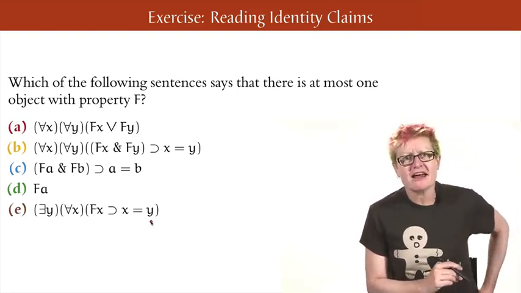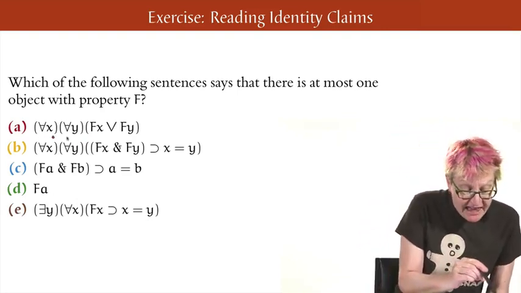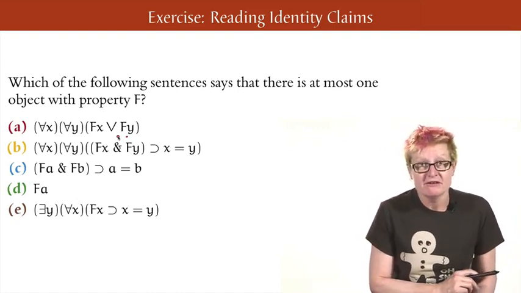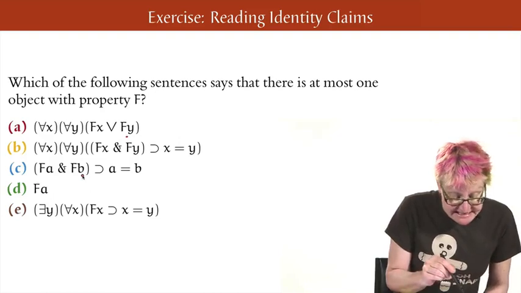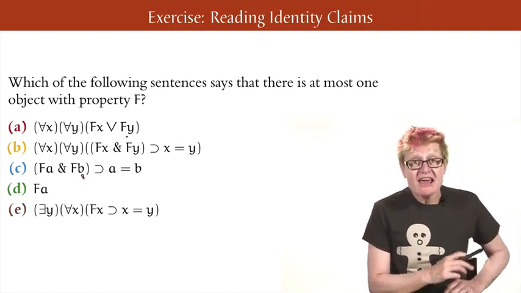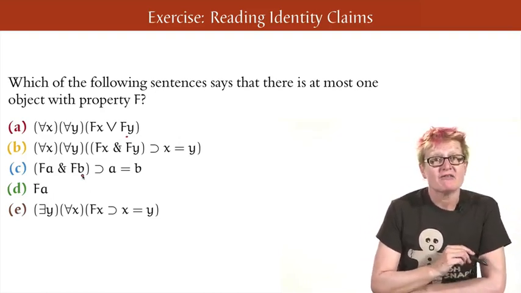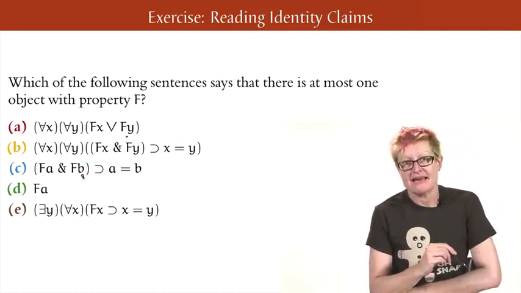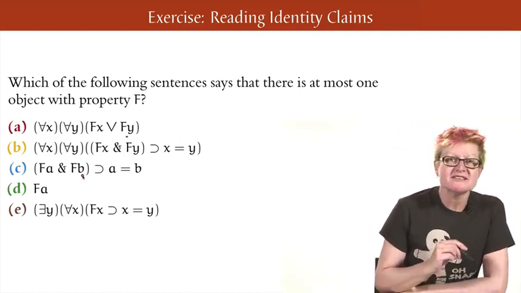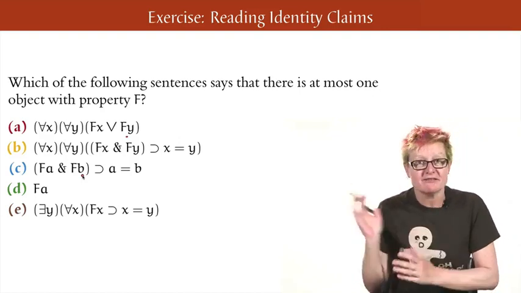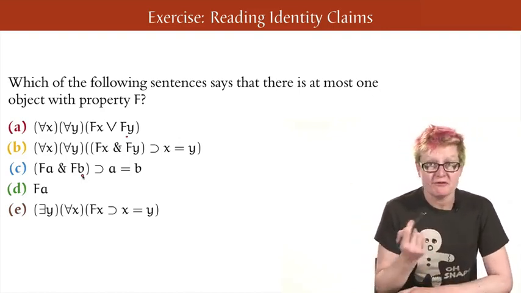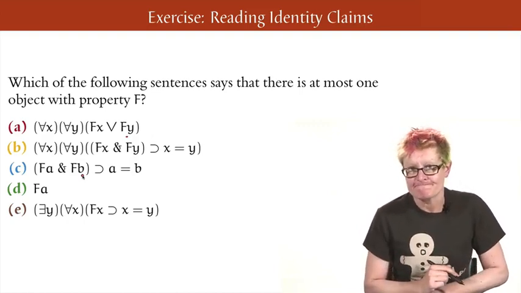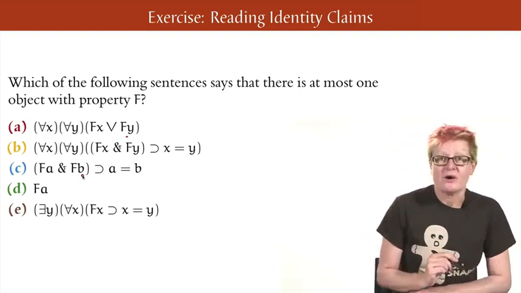For the incorrect answers, formula A says, in fact, that everything has property F, whilst formula C says that if names A and B are of objects with property F, then they name the same thing. But formula C does not rule out there being some other object different from both A and B, say with name C, such that FC is true. So that one doesn't work.